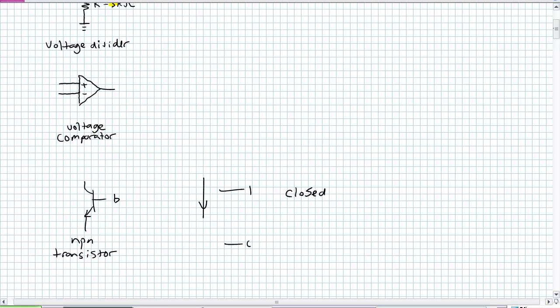But if our base has a 0, what happens? The opposite. It's open. Okay, remember this for the NPN transistor. If the base gets a 1, it closes. If the base gets a 0, it's open. It's that easy. Don't you wish semiconductor devices and circuits was that easy?